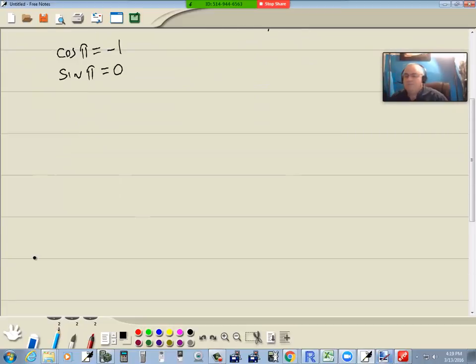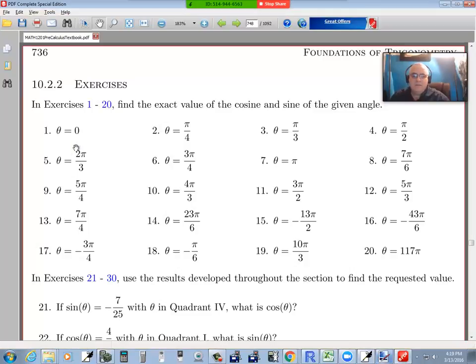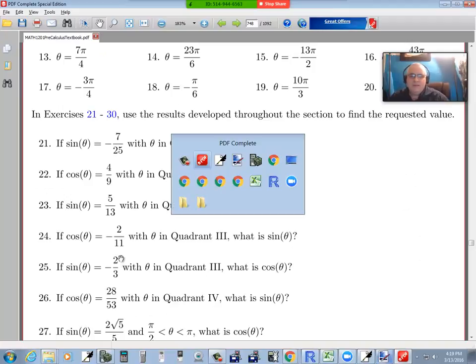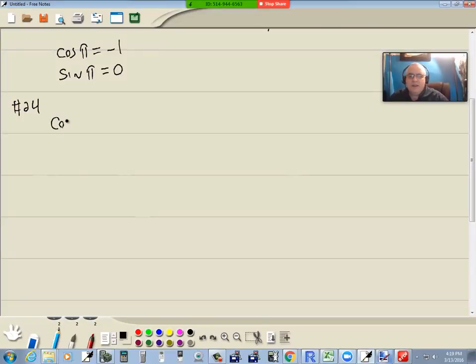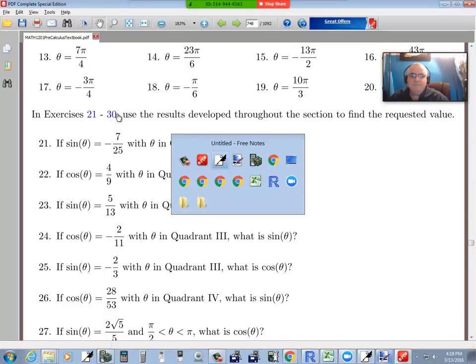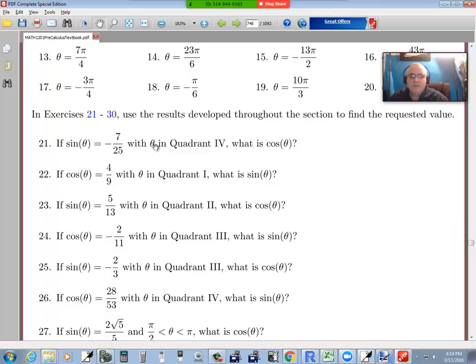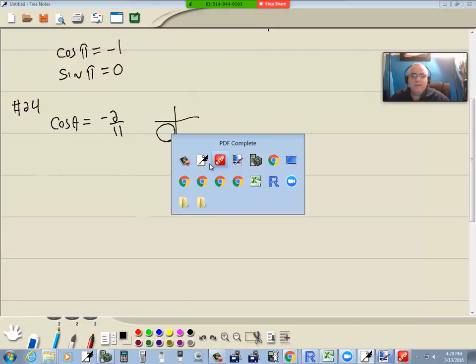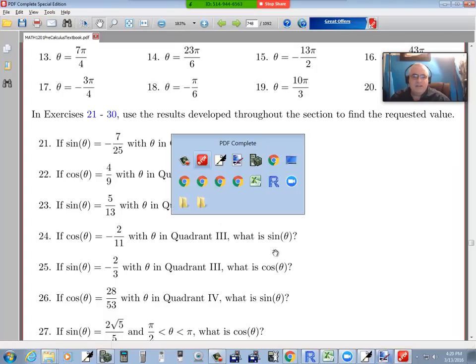Okay, let's look at 24. If cosine of theta is equal to -2/11, with theta in quadrant, what is this, 24? Theta in quadrant 3. So I'm telling you my angle is down here. Then they say, what is sine?